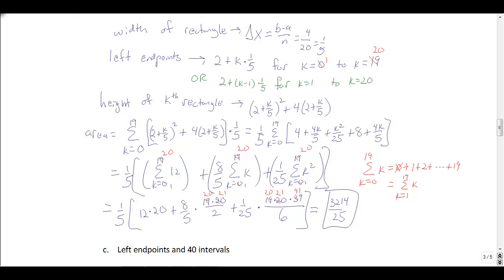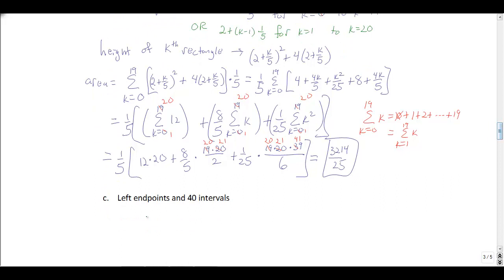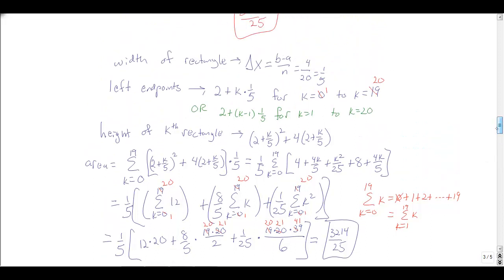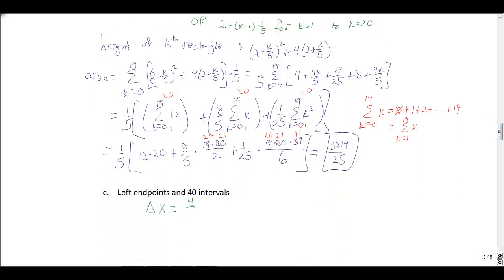So what we're going to get, width of rectangle. Now that's actually going to change here. So our delta x, that's our width of our rectangles. It's b minus a, that's still 4. But if you notice, we divided by the number of rectangles we had. So that was 20 before. Now we're going to use 40 here. So that gives us 1/10 here.